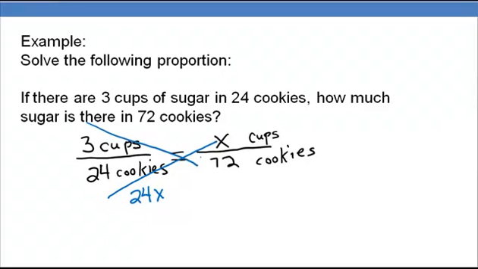And we'll go the other way. 3 times 72 will give us 216. And then we'll divide on both sides by 24 to give us x equals 9.